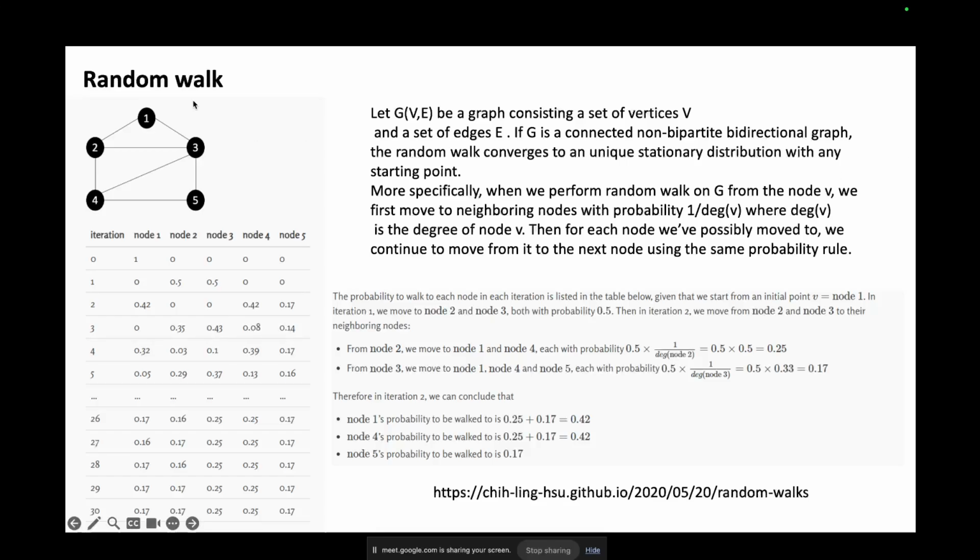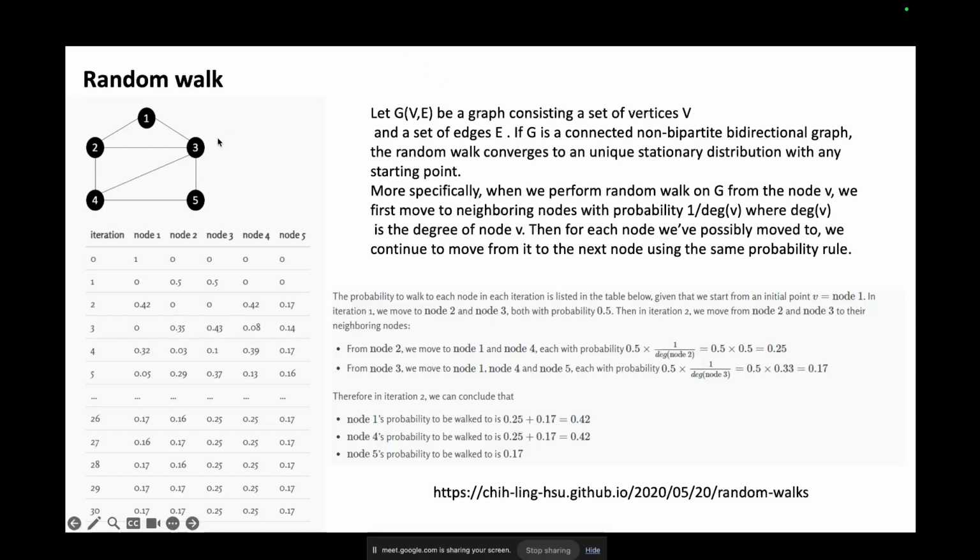So for example, let's start with this particular graph. You have a graph with V vertices and E edges, and it's non-bipartite. Basically, you only have one type of nodes. You do not have multiple types of nodes, and it's not separated in any way. The random walk converges to a unique stationary distribution with any starting point. Now, more specifically, when we perform random walk on G from node V, we first move to the neighboring nodes with a probability which is the inverse of the degree of V.